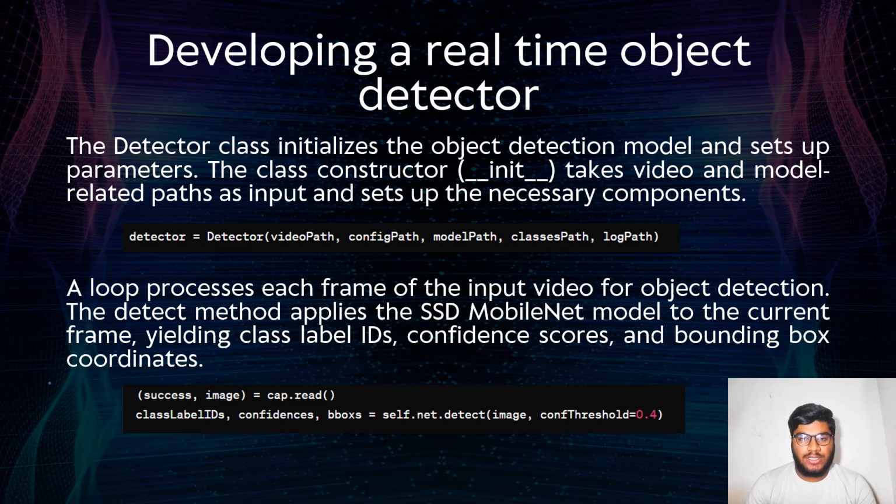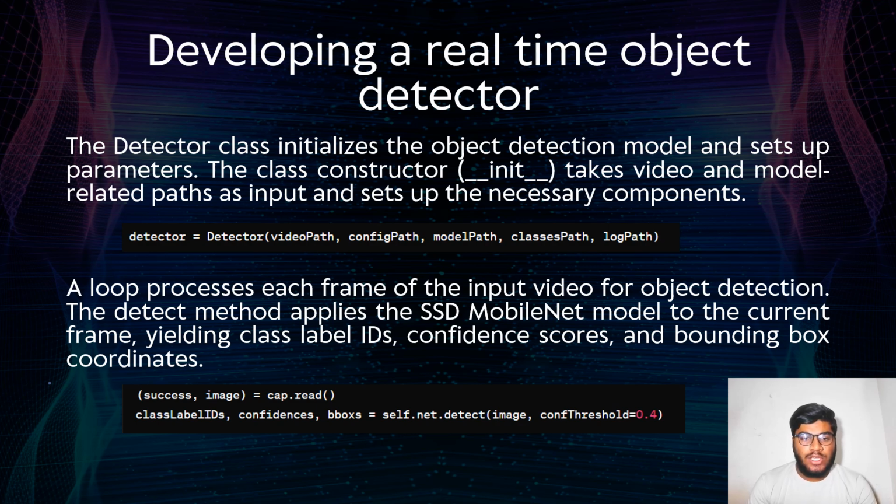The class constructor initialize takes a video and model related path as input and sets up the necessary components, where we are going to initialize the detector, where we are going to import the video path, configure path, model path and the classes and the log path also.